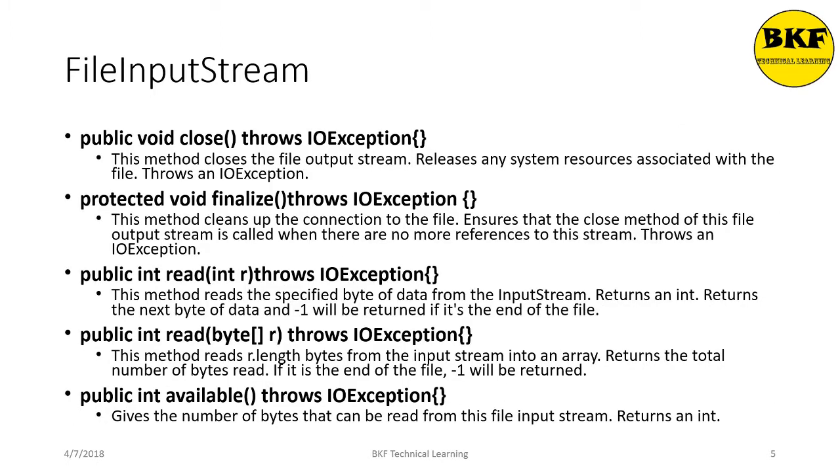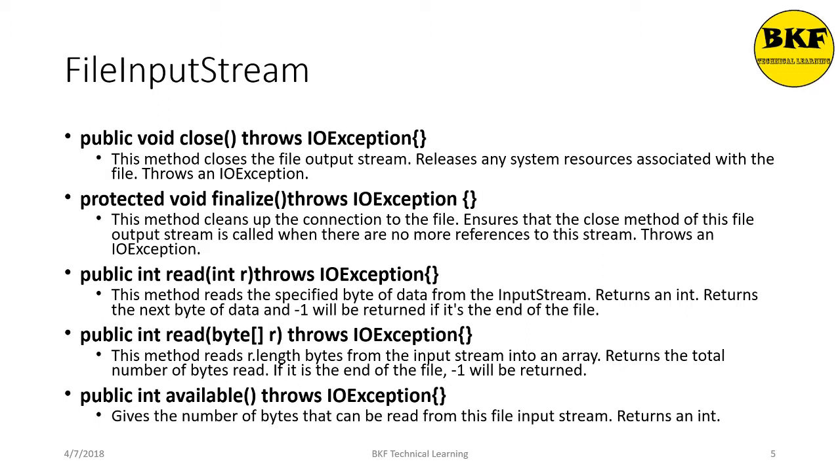Now some methods of file input stream. We have close method which closes the file input stream, releases any system resources associated with the file. It throws an IOException. Finalize method cleans up the connection to the file and ensures that the close method of this file input stream is called when there are no more references to the stream. It throws an IOException as well.